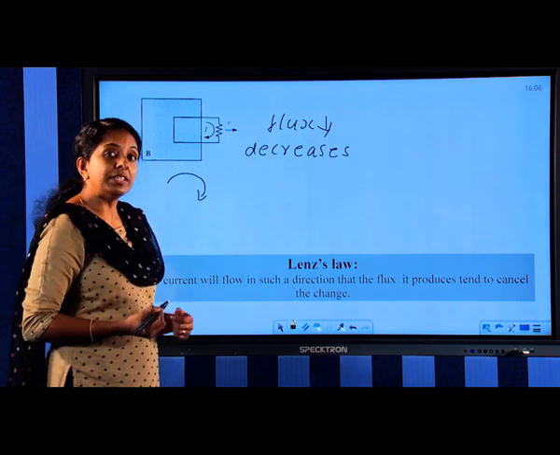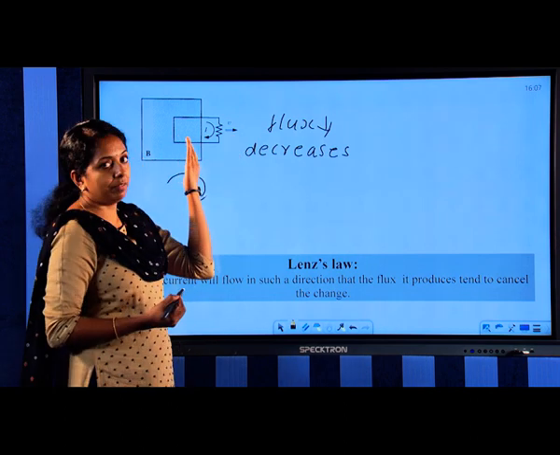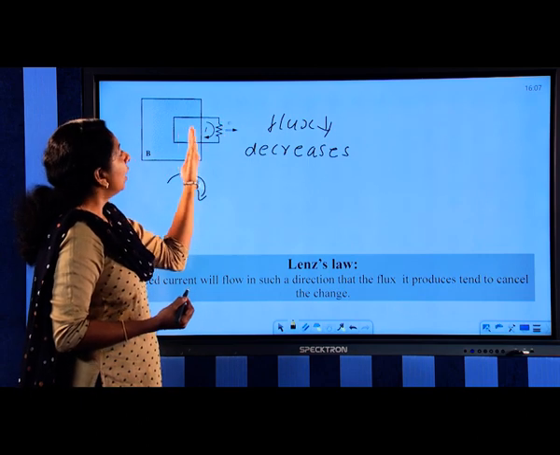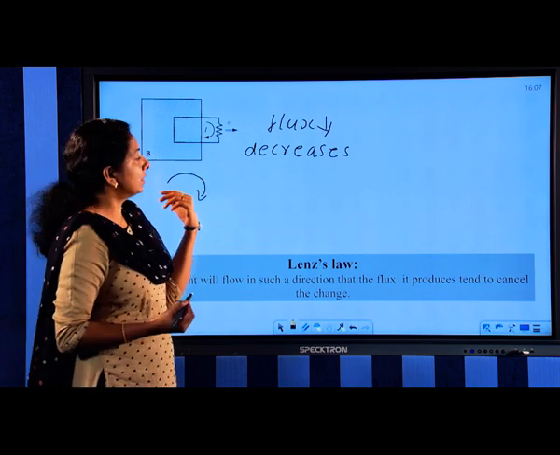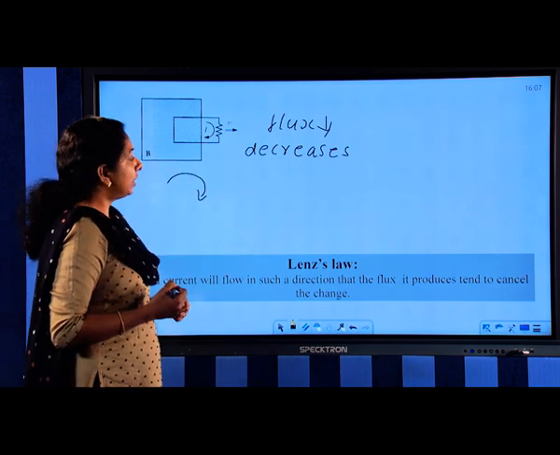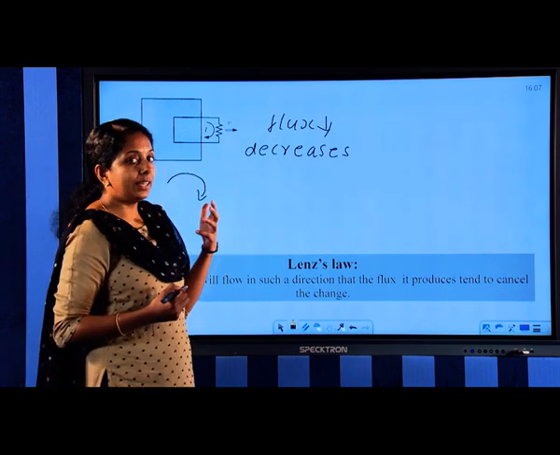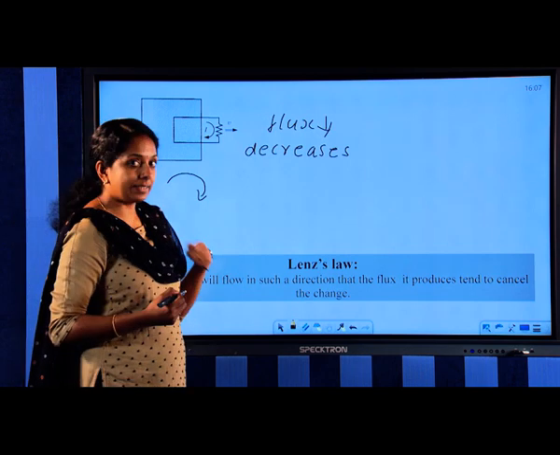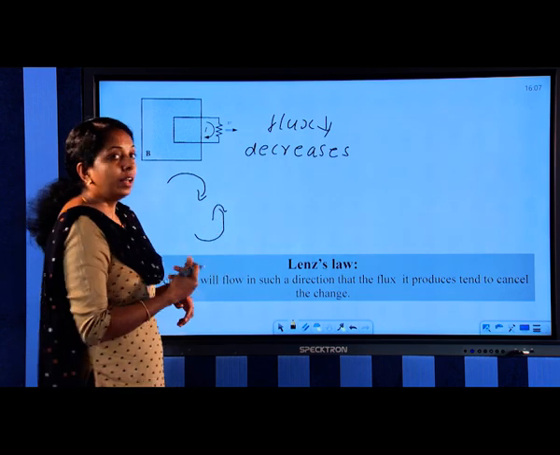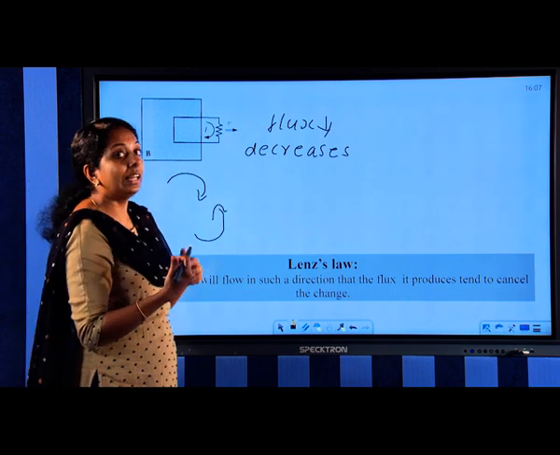direction. The reverse will happen if we move the loop to the left with some velocity v, because in that situation the flux associated with the loop increases because more area is inside the field. So, in that situation the EMF induced in the loop should be in such a direction to oppose the increase in flux. That means the current should flow in the anti-clockwise direction, then the magnetic field will be pointing away. So, it opposes the increase in flux.